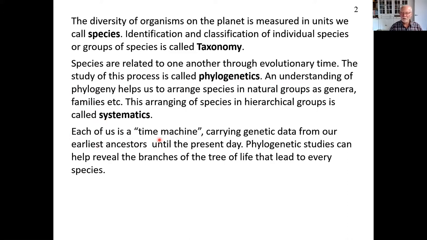Now, each of us, all of you sitting there in Khon Kaen, and myself sitting here in Australia, we are each like a time machine. In our DNA sequences, in our genetic data, we have the history of our origins from the earliest ancestors until the present day. For example, we all carry ribosomal RNA genes. We can recognize those same genes, and yet we have not shared them for maybe 2 billion years and possibly a lot longer. So each of us is like a time machine, carrying genetic data from the ancient past until the present day.